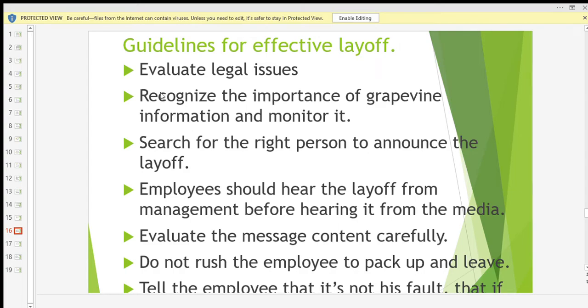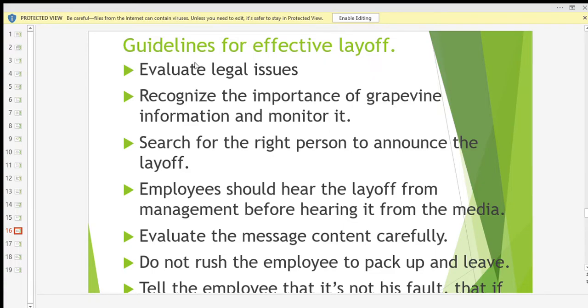Then guidelines for effective layoff. When you're laying off employees, what are the things that you're supposed to do? First is evaluate legal issues. For example, if the employee is on contract, you cannot just lay them off. You have to follow legal procedures in order for you to lay them off.